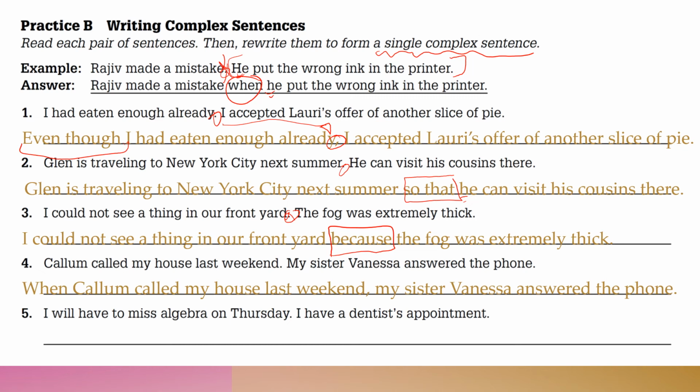Question number 4. When Callum called my house last weekend, again, when you start with a subordinate clause, make sure you add the comma after the first clause. With the subordinate clause, you end it with a comma when it is at the beginning of the sentence. My sister Vanessa answered the phone. So here, my sister Vanessa answered the phone is the independent clause.